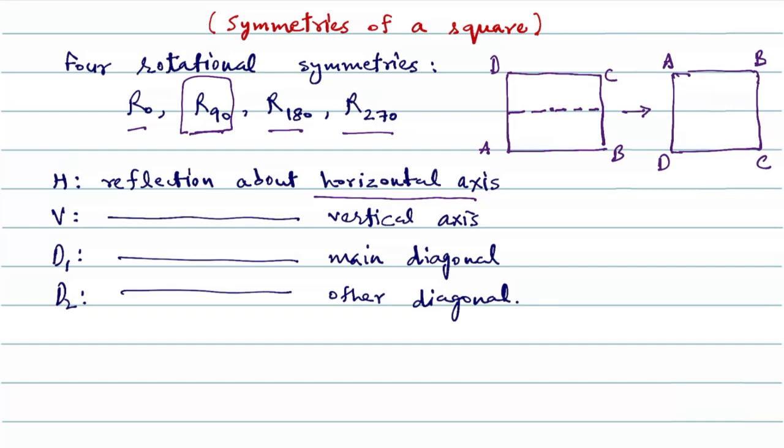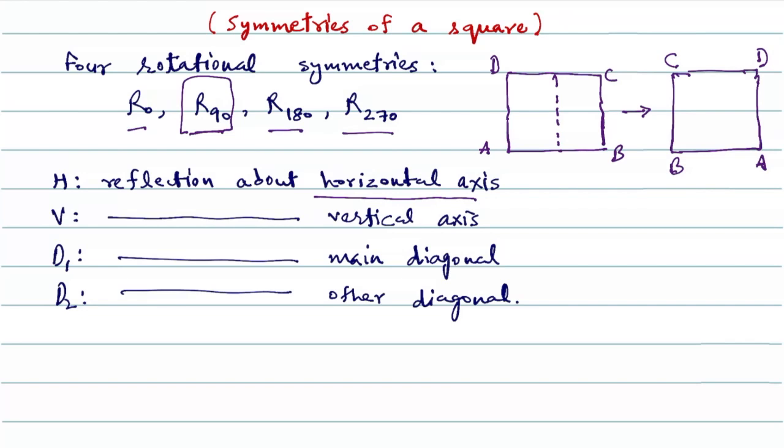We call it H. Similarly, we have reflection in the vertical axis, this one. In this, D and C are interchanged. So D becomes C and C becomes D, and A and B are interchanged. So A becomes B and B becomes A. So this is reflection in the vertical axis. We call this symmetry V.